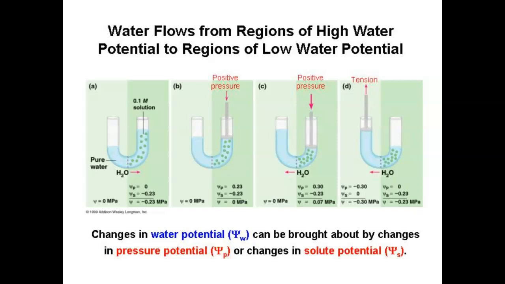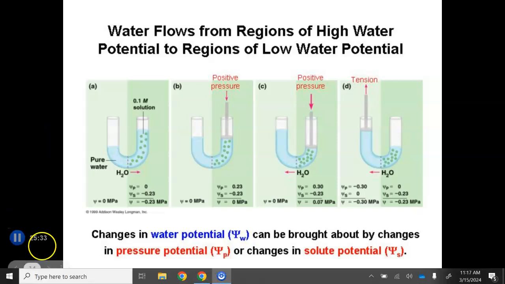On the right, we're still in an open container, so we don't have pressure. Pressure potential is 0. Sorry about that. On the right side of the U-tube, we don't have any pressure since it's an open container, but we do have solute. And so the solute potential is given to you. These numbers either have to be given to you or you have to have enough of the other numbers to calculate it. So if we do the math, our total water potential, 0 minus 0.23, is going to give us a negative 0.23 for our total water potential.